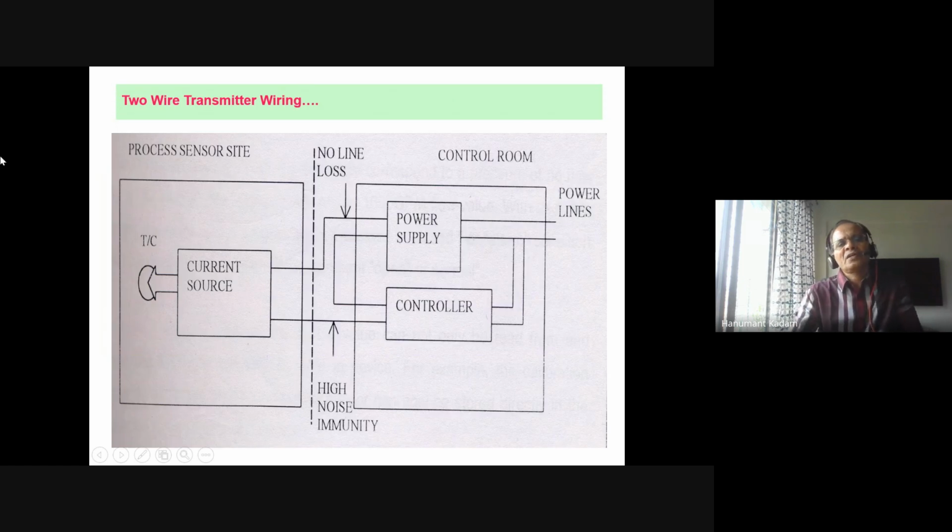And you see the two wire transmitter connections. This is a process side transmitter, and this is the control room side controller wiring. So these two wires, this and this way, it is a loop. You can see this is the looping, and this is a power supply. So this way we get an advantage in the two wire system. Basically, this is a question always asked, four wire to two wire. So with two wire you will get better results, no line loss, high noise immunity.